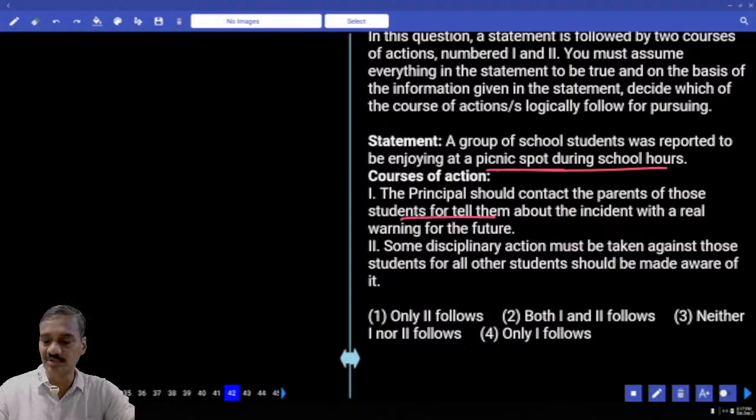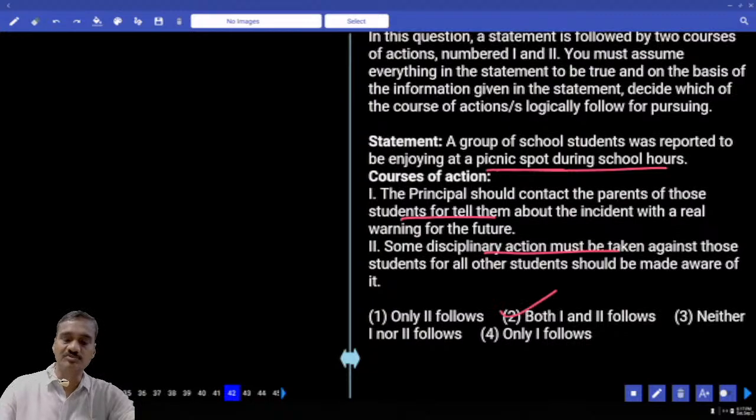Then next one, some disciplinary action must be taken against those. Hence, both 1 and 2 are the courses of action that have to be done.